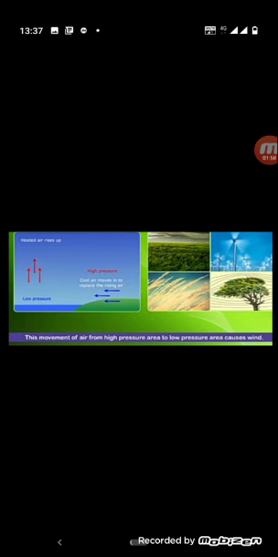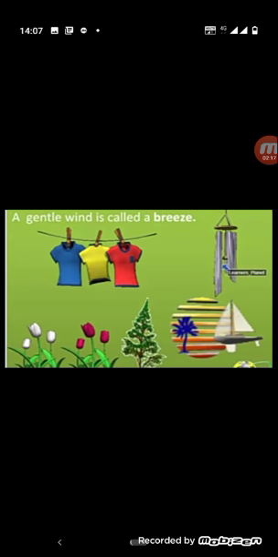Sometimes air blows normally, or air in motion is called wind. A gentle breeze is called a breeze. When the wind is strong, it is called gale.